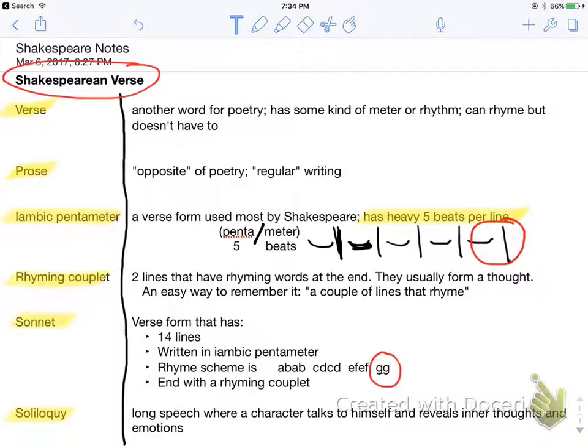The last one is a soliloquy. Now this is not always verse. It often is, but it doesn't have to be. But a soliloquy is just a long speech where a character is on stage by themselves. They're talking to themselves and they're revealing inner thoughts and emotions. So if you look at the way soliloquy is spelled, you might notice soli, right? And that comes from the word for solo, the root for solo, which means alone. So that helps you remember that this character is alone on stage when they're talking to themselves.